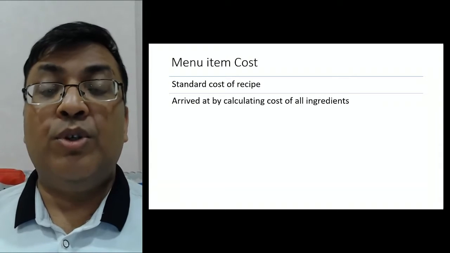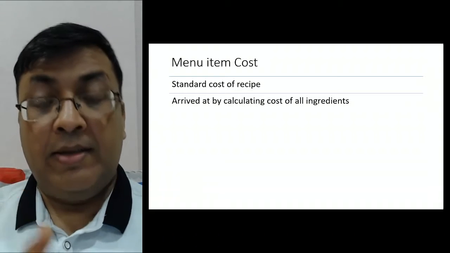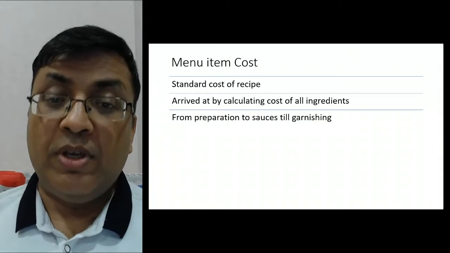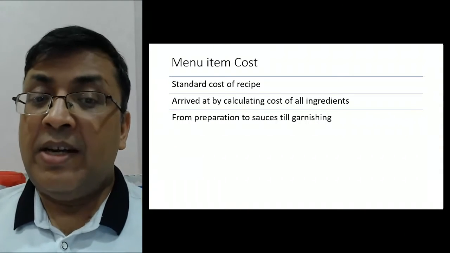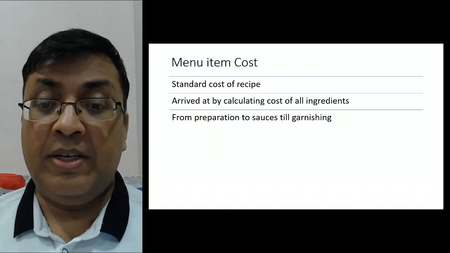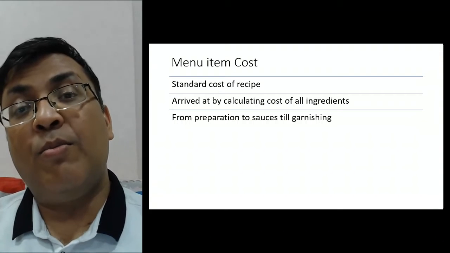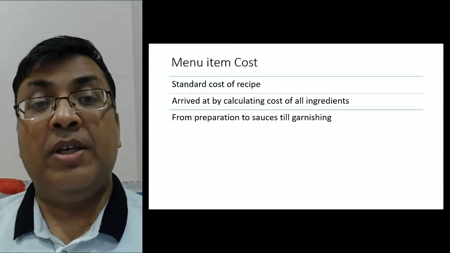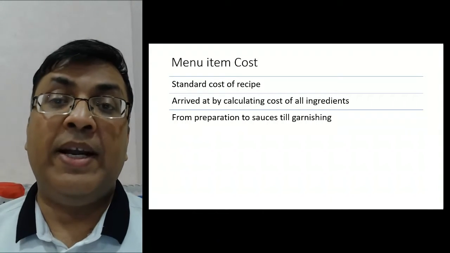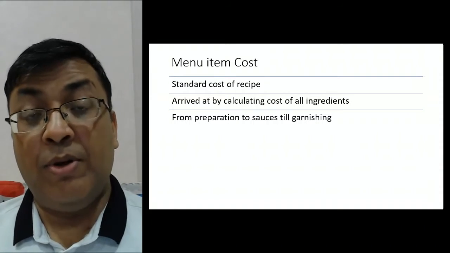However, to do the menu cost, you need to identify what is the standard recipe of the item, what are the standard ingredients that you're going to use, in what proportions, what are the units of measurement that you're going to use. You need to include all the ingredients starting from the preparation to the sauce till the garnishing. So if as a standard presentation you need to add two cucumbers, then you need to add the component of those two cucumbers as well into the pricing. So you have to add every single cent so that you can get an idea of what is the actual cost of producing.